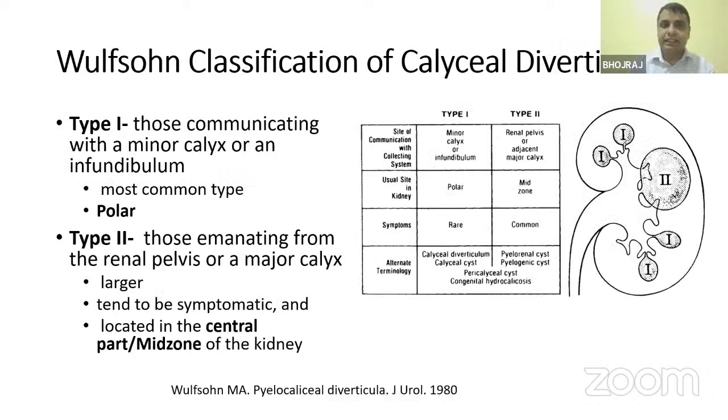Quickly, let's go to the Wulfsohn classification of calyceal diverticula. This is a radiological classification. Based on the IVU in 1980, Wulfsohn et al. classified pyelocalyceal diverticula into two types. Type 1 are polar ones, where the diverticulum communicates with either a minor calyx or the infundibulum. Type 2, keep in mind, are more mid-zone or central, and they communicate with the major calyx or directly with the pelvis. This is the radiological classification originally given by Wulfsohn in 1980 based on IVU findings.